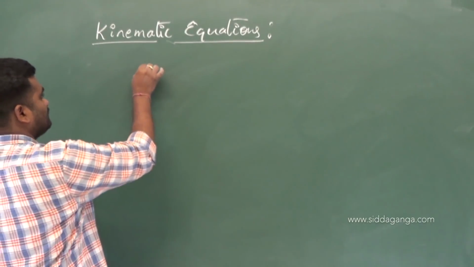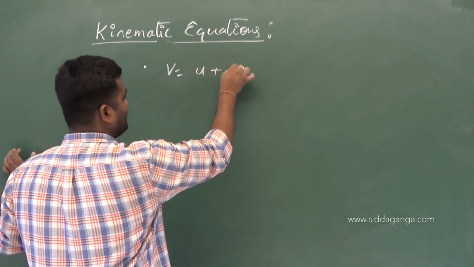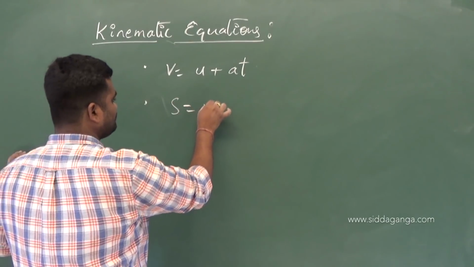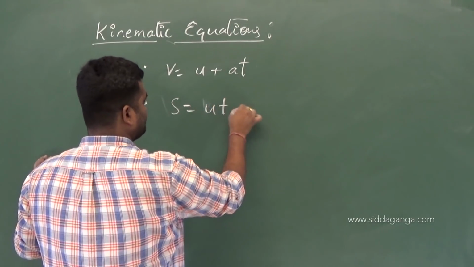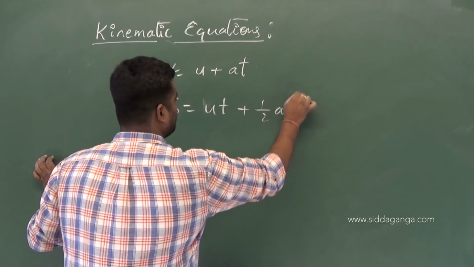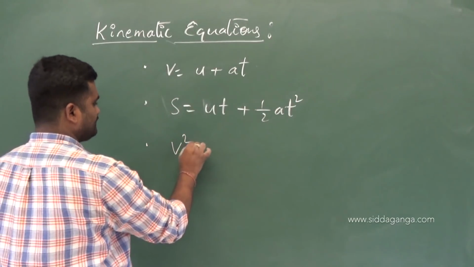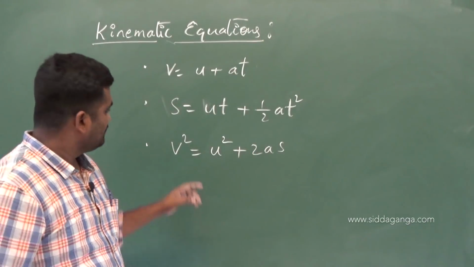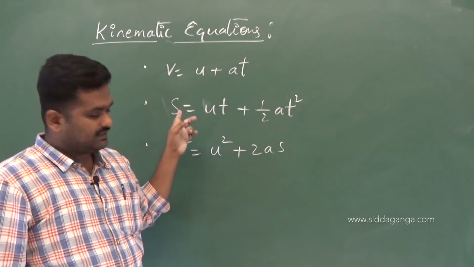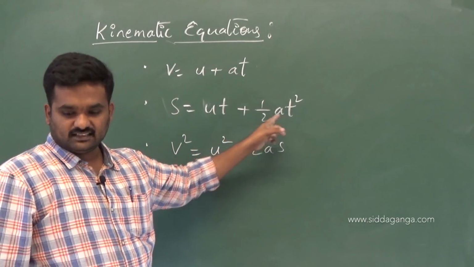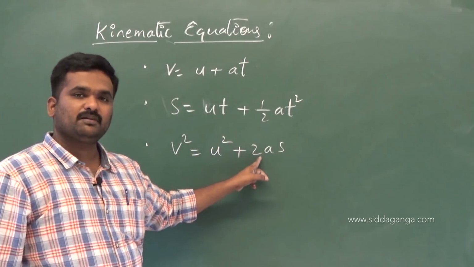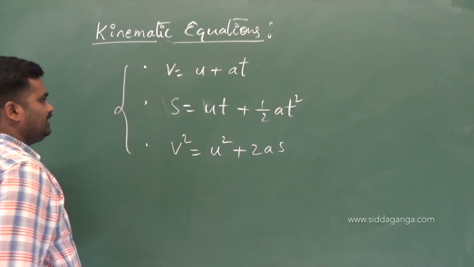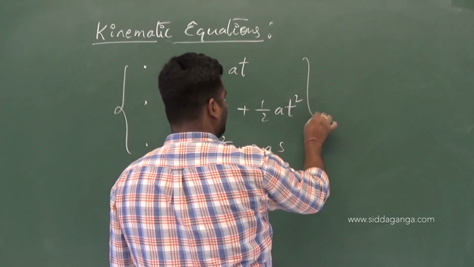First equation is what? v equals u plus at. Second equation is s equals ut plus half at square. The third equation is v square equals u square plus 2as. So v equals u plus at, s equals ut plus half at square, and v square equals u square plus 2as. How do you make use of these three kinematic equations in different cases in order to obtain various parameters?